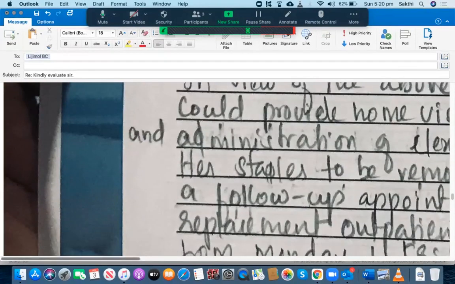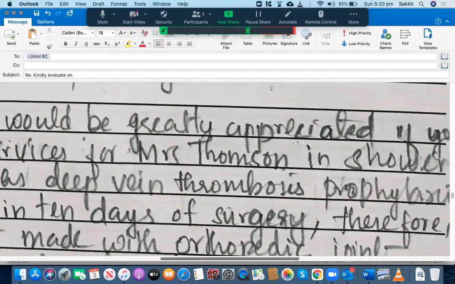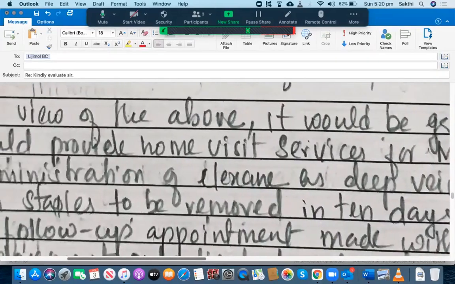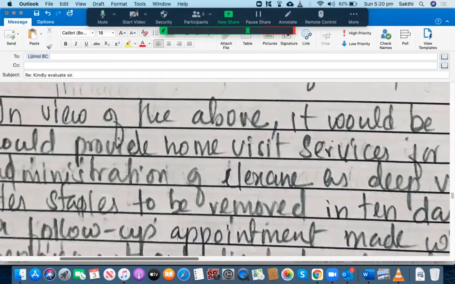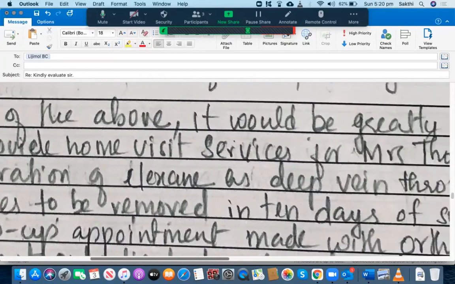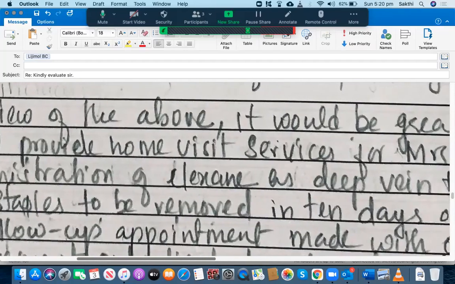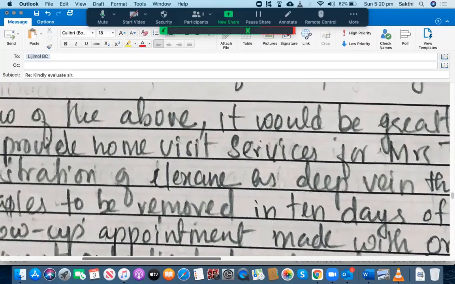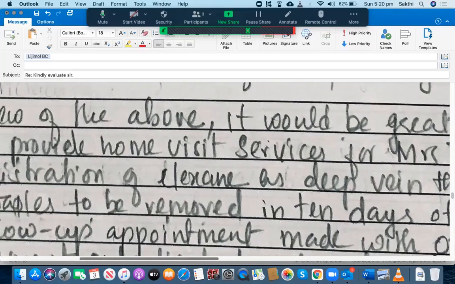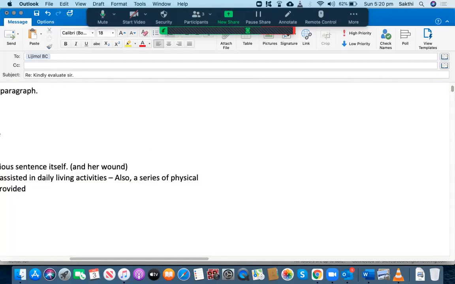In view of the above, it would be greatly appreciated if you could provide, instead of writing home visit services, you can use, if you could provide appropriate care by visiting Miss Thompson's home. Or you can say, if you could assess Thompson's conditions at her home and provide the appropriate care. It's the same thing, provide the required care or appropriate care. Instead of writing home visit services again and again, we can use something similar.